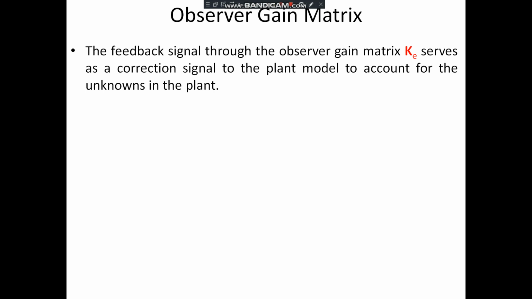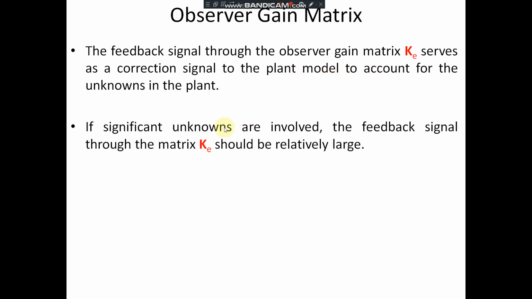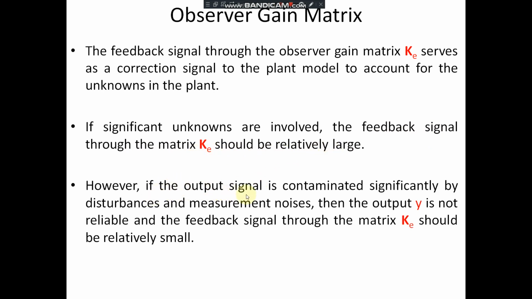A few points related to the observer gain matrix. The feedback signal through the observer gain matrix Ke serves as the correction signal to the plant model to account for the unknowns in the plant, as it is an observer. If significant unknowns are involved, the feedback signal through the matrix Ke should be relatively large. However, if the output signal is contaminated significantly by disturbances and measurement noise, then the output Y is not reliable and the feedback signal through the matrix Ke should be relatively small.